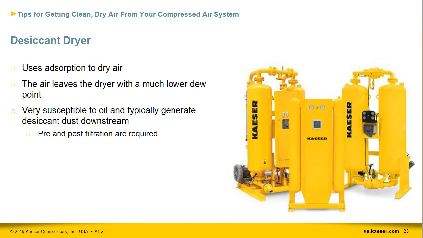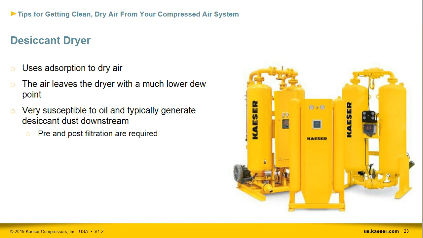Desiccant dryers use adsorption to dry air. We won't get into detail on this process, but essentially there are small desiccant beads inside of the towers that are capable of adsorbing moisture from the air. Compressed air enters the desiccant tower containing moisture, which is then adsorbed by the desiccant material. The air leaves the desiccant tower much drier than when it came in, and the moisture remains trapped in the desiccant material. At this point, some form of regeneration takes place, and this varies depending on which type of desiccant dryer you're using. We'll get into more of this in a moment.